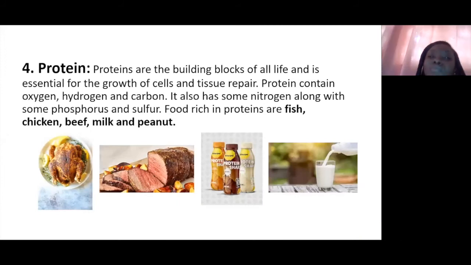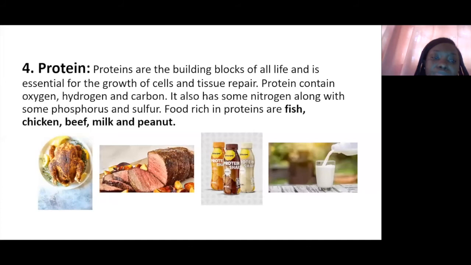Protein, awesome, good. And remember we said that proteins are essential building blocks in our body, right? They build all of our cells, all of our tissues, and they are also important in tissue repair and growth of our cells. Awesome, right? And like our fats and carbs, they do contain oxygen, hydrogen, and carbon, but they also contain some other stuff, like nitrogen and other minerals.